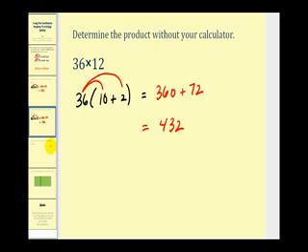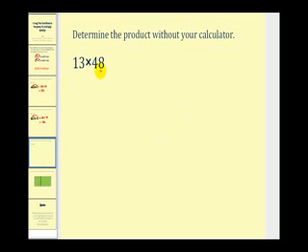Let's go and take a look at one more. Here we have 13 times 48. What we could do is think of this as 13, instead of times 48, we could write 48 as 50 minus 2.